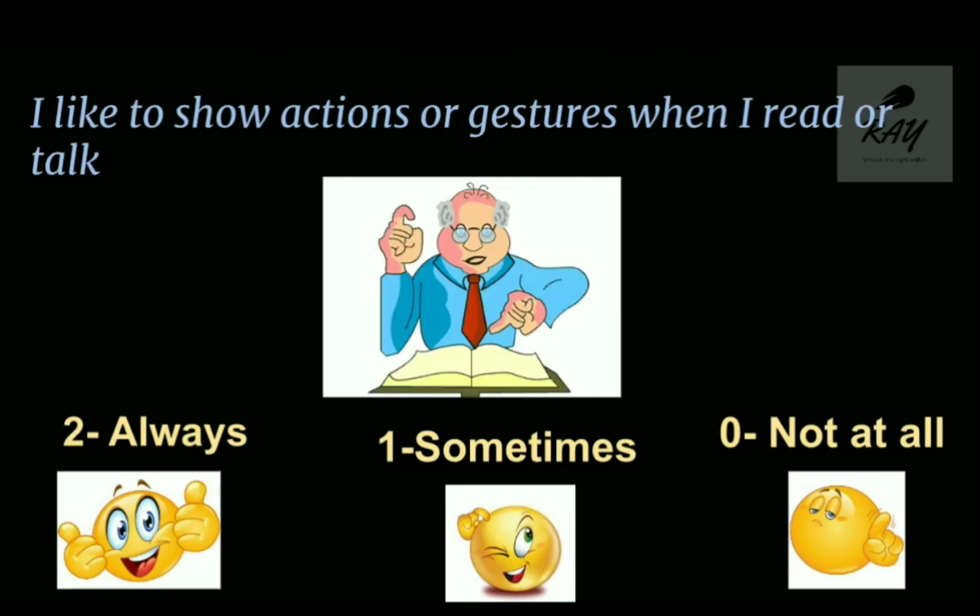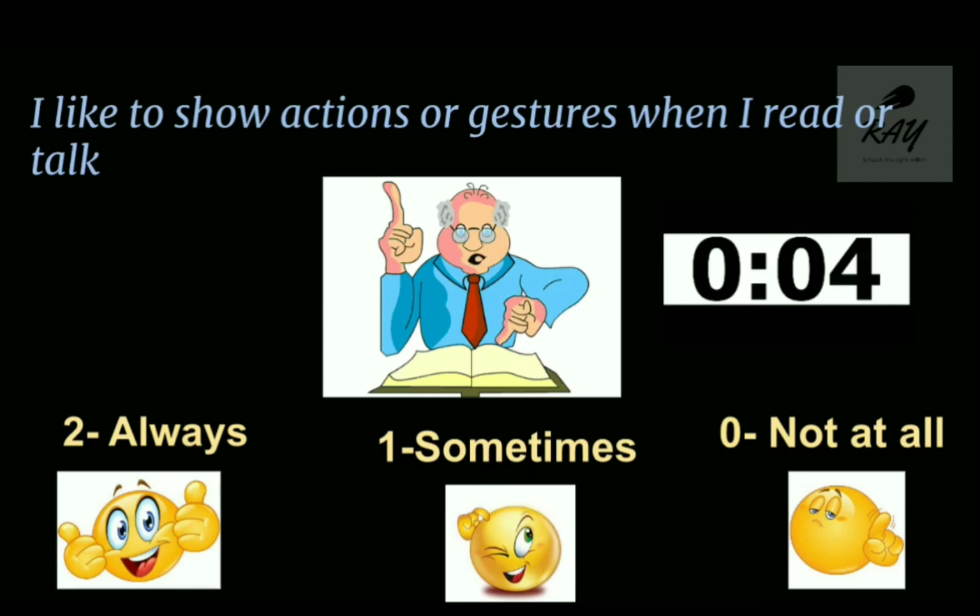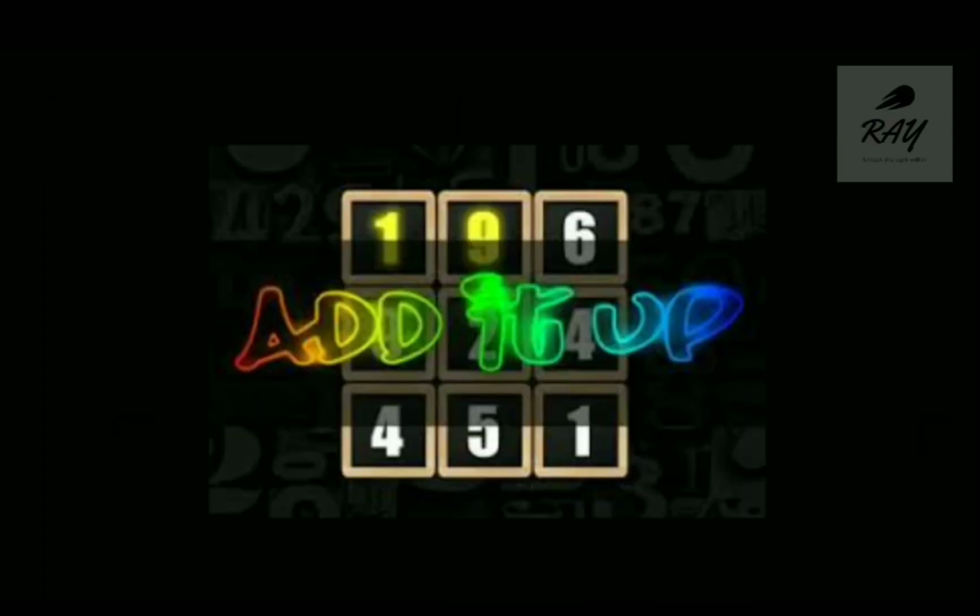I like to show actions or gestures when I read or talk. 2 for always, 1 for sometimes, 0 for not at all. Please mark your score and your 5 seconds starts here. Great. So now we are done with the second part. Add up all the scores only on part 2 and keep it separate.